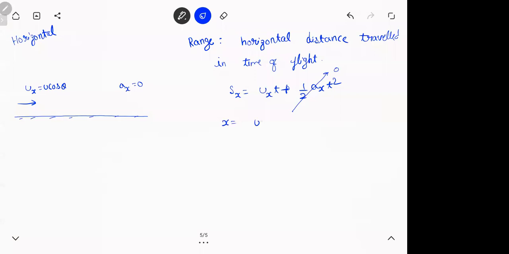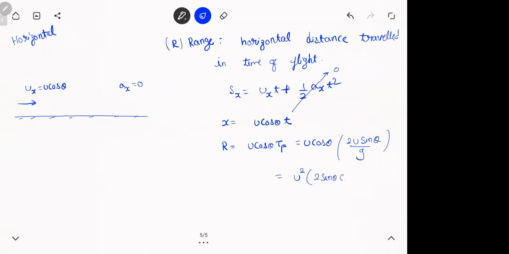This gives me u cos theta into time. So for range, it is u cos theta into time of flight. Range ka symbol is R, okay? So that is u cos theta. What is time of flight? 2u sin theta by g. So that would be u square 2 sin theta cos theta by g. What is 2 sin theta cos theta? Range is u square by g sin 2 theta.